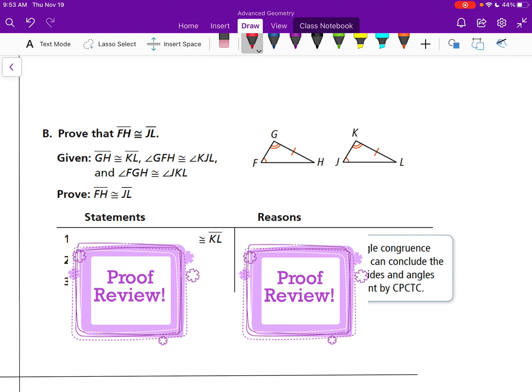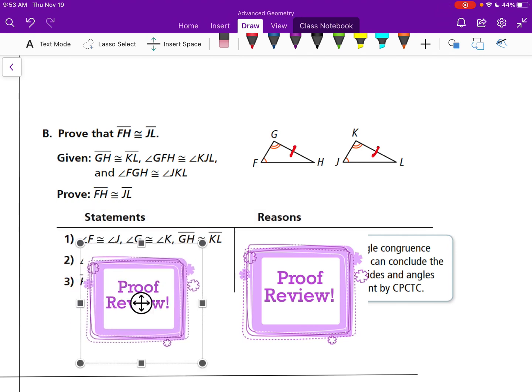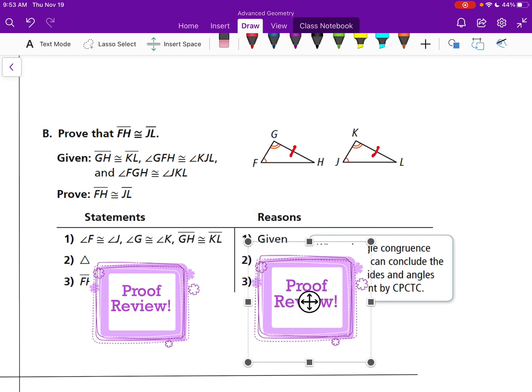And they tell you that this side is congruent to this side, and we've got two angles. So you can already probably see in your head, what do we have? What triangle theorem do we have? Well, let's see if you're right. So the first statement is that we know angle F is congruent to angle J, G is congruent to K, and then that side is congruent, and the reason is it was given. You guys can write this down if you want, or you can just reference it later if you need help with proofs.